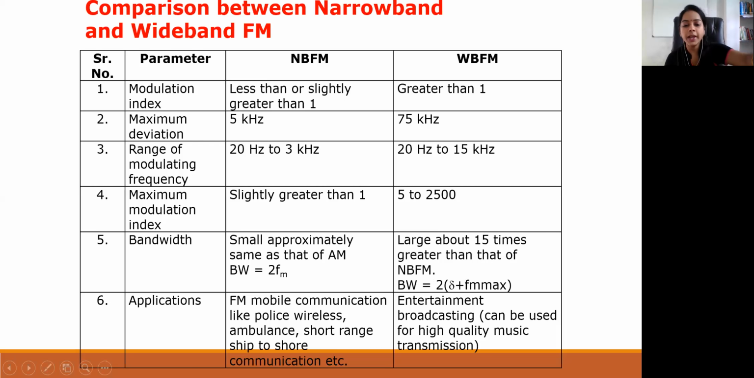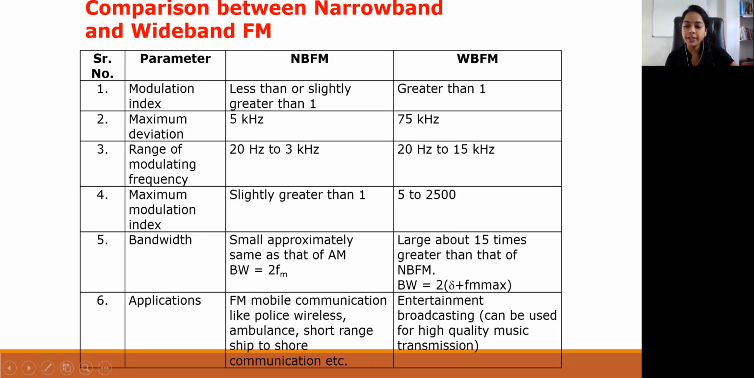Okay. And the application of NBFM is in FM mobile communication, like wireless communications of police, ambulance, short range ship or shore communication, etc. When you have ships floating on water, there also you need some communication from the Earth station. Because if the weather is not okay, we will have to communicate with the sailor. So there also we establish a communication system, and there we can have frequency modulation. In that frequency modulation we can have NBFM.